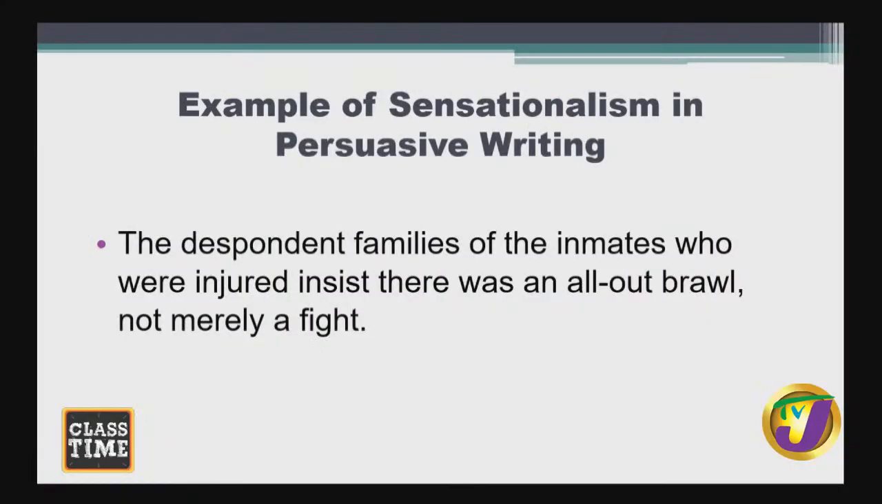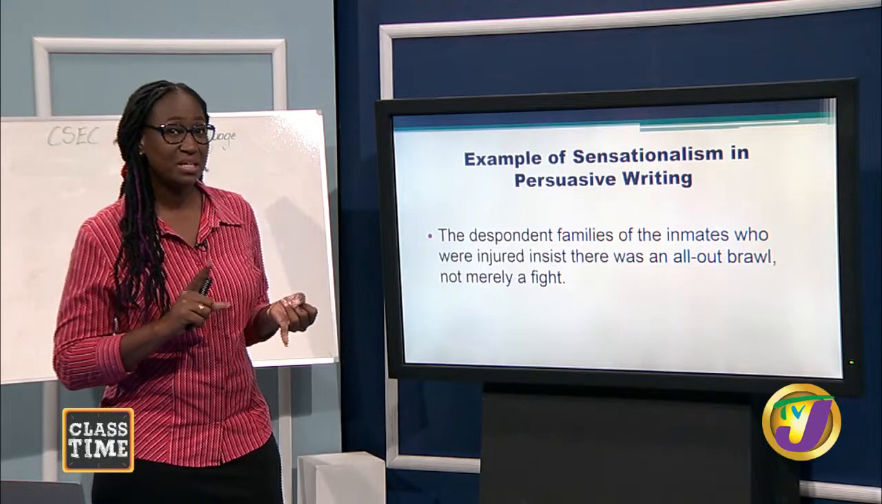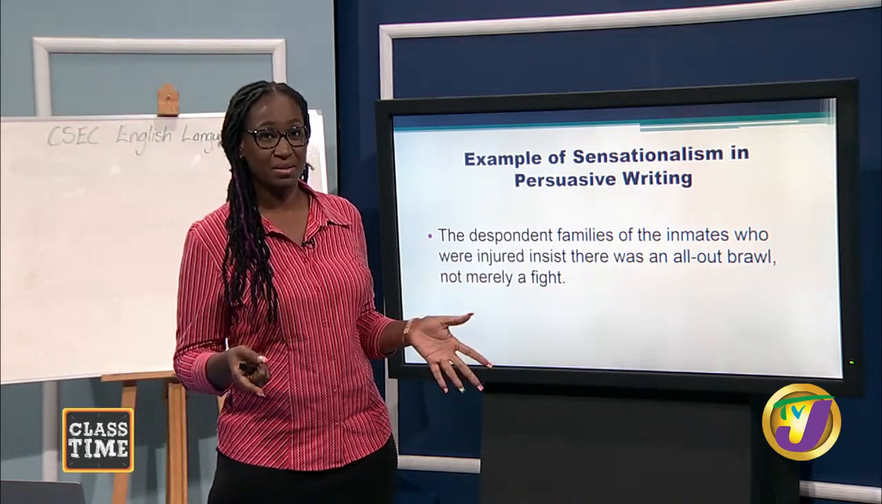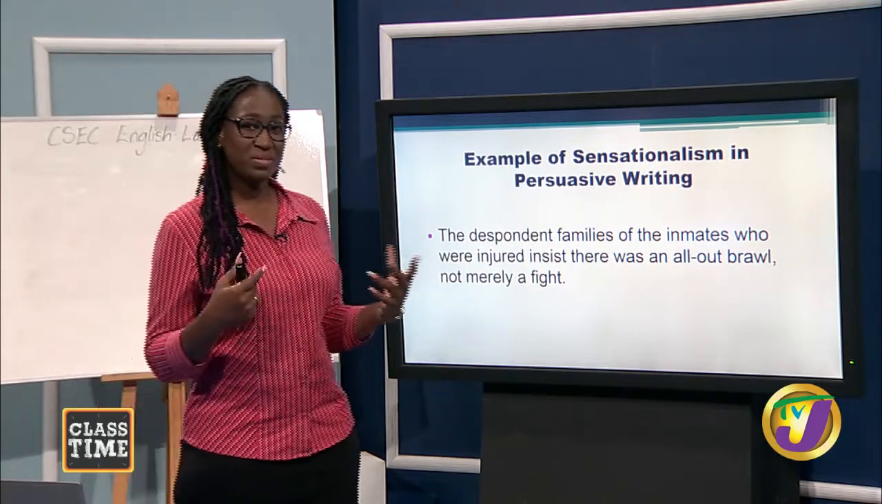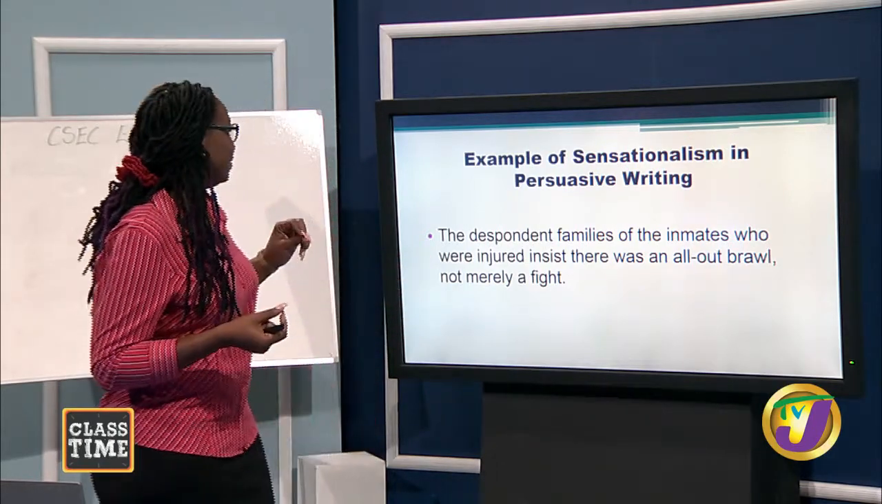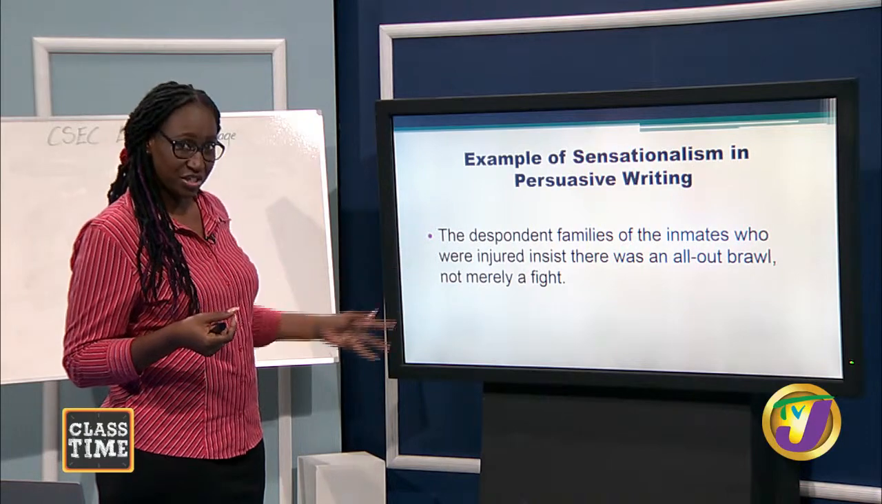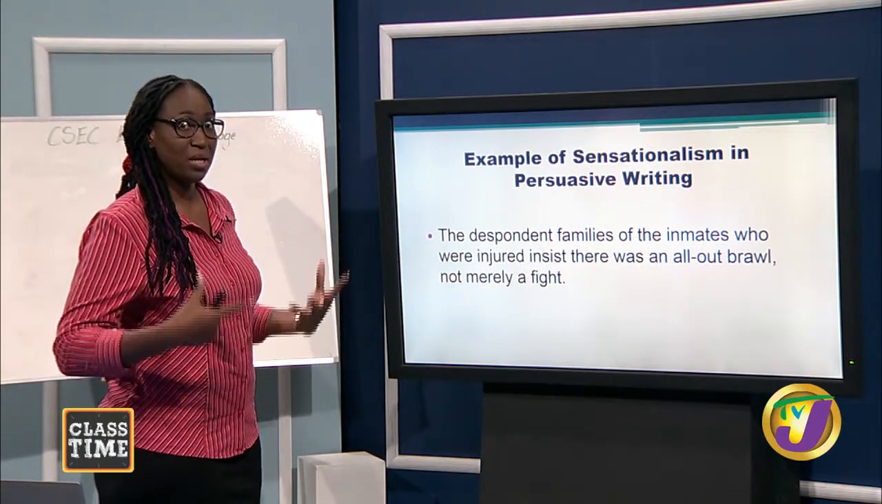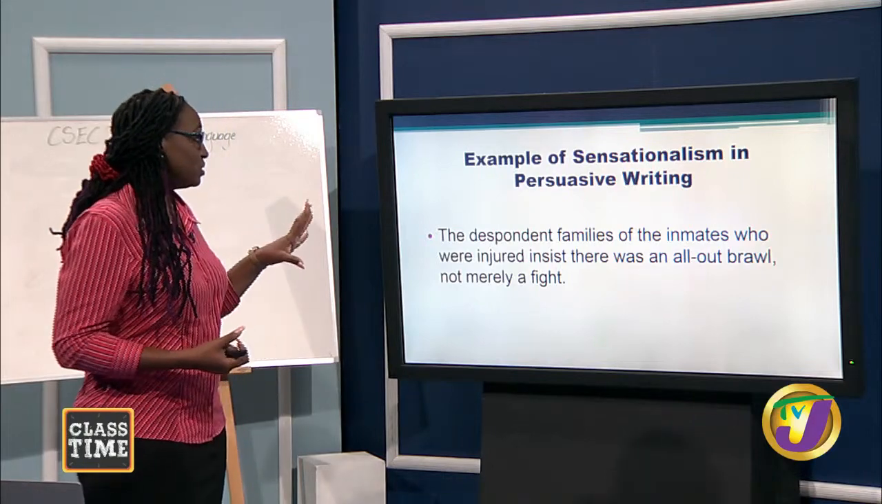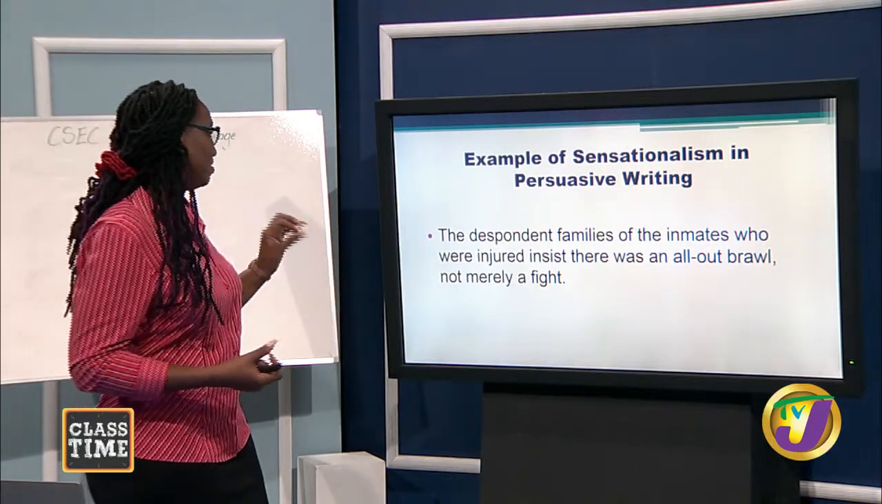So look at this example. The despondent families of the inmates who were injured insist that there was an all-out brawl, not merely a fight. So here are some of the words you have used to sensationalize this issue. So you have described the family as being despondent. So they're not just sad, they're not just dissatisfied, they're not just upset, they're despondent. And then you have included the fact that the inmates were injured, and you could have even added another adjective to that to make the injury even sound more than it really was. And then notice it was an all-out brawl, not merely a fight.